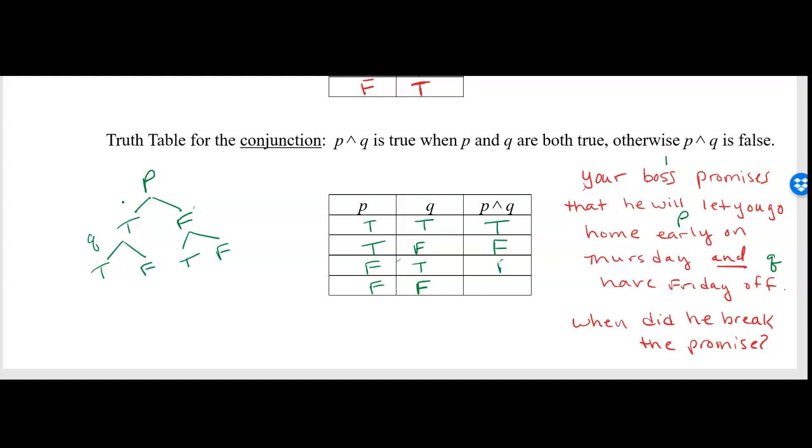Oh, I just did that one. But we can also do that one too, because it says that he did not give you Friday off. This one says neither happened. So he didn't let you go home early and he didn't give you Friday off. So that whole thing would be false.